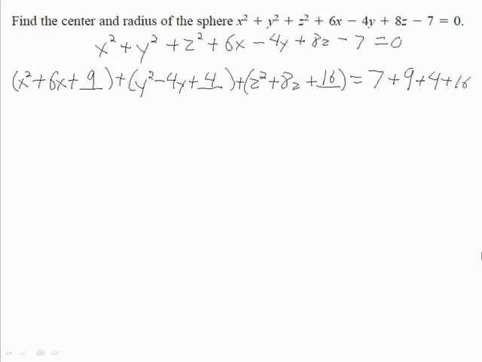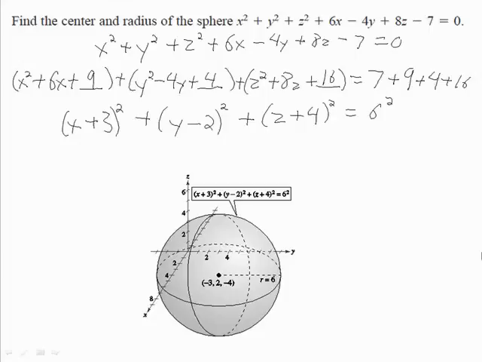Next, simplify the equation. So the center of the sphere is the ordered triple -3, 2, -4, and its radius is 6.